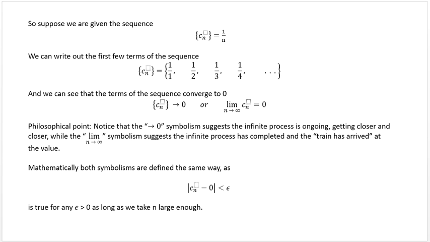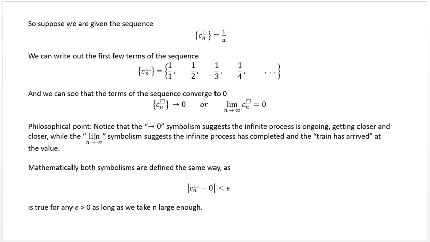So let's just take an example of this. We're given this sequence. Here's another sequence. And when we write out the first few terms, we see it equals this. And for n of 1, it's this, 2, 3, 4. Okay. Now we can see that this sequence is getting closer and closer to 0. So we could write this, or we could write that.